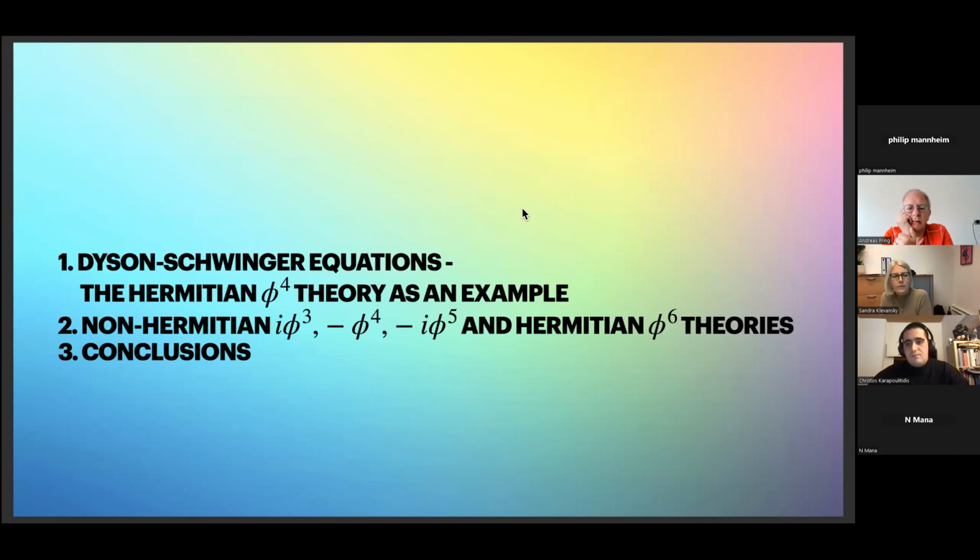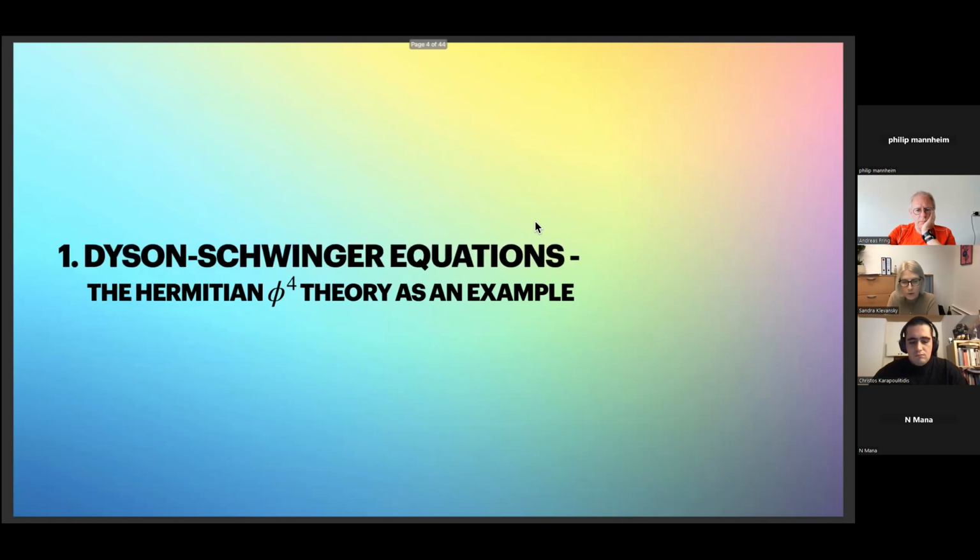The way of going through this is, I'd like to start off by introducing how we look at the Dyson-Schwinger equations and how we derive them. I would like to start out with the Hermitian phi to the fourth theory as an example, because we learn a lot of things from this, and a lot of surprising things. Then it's possible to go further to the i phi cubed. Some of this was told by Carl last time, but this goes a lot beyond that and goes to minus phi to the fourth, minus i phi to the fifth, and also the phi to the sixth theory. And then I can talk to you about some concluding remarks. So let's have a look first at the Hermitian phi to the fourth theory as an example.